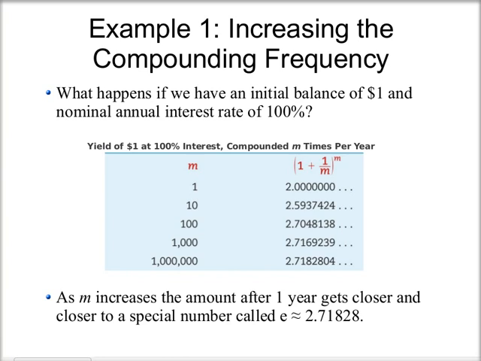So as m increases, the amount after 1 year gets closer and closer to a special number which is called e, and that's equal to about 2.71828. Your calculator might have a special button for this number e, or you can just enter it as 2.71828.